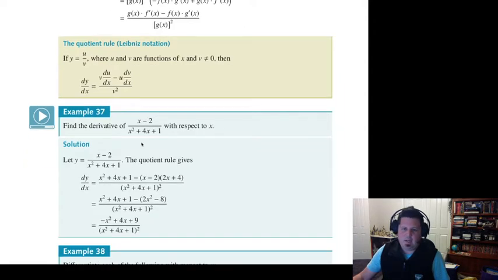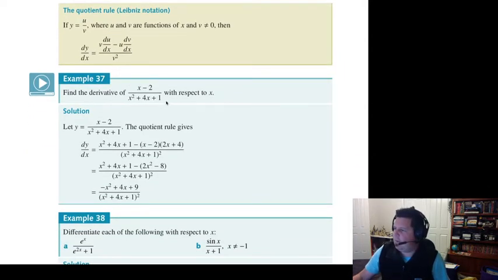Now, it says here, calculate the derivative of the following. Hopefully you can see here that there is a function on the top, I'd call that u, and there's a function on the bottom here, which I'd call v. From there, I'd actually work out the derivative of u. Derivative of u is obviously 1, and then you can also work out the derivative of v, which is obviously 2x plus 4.